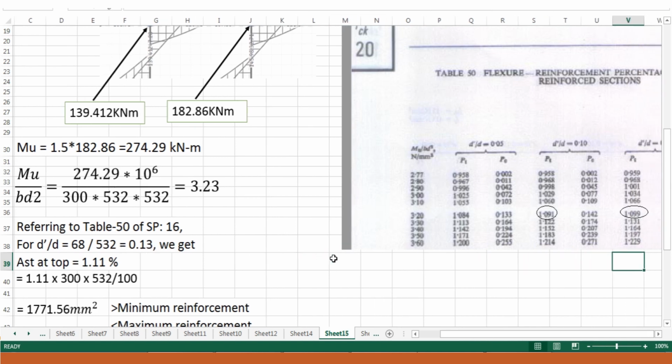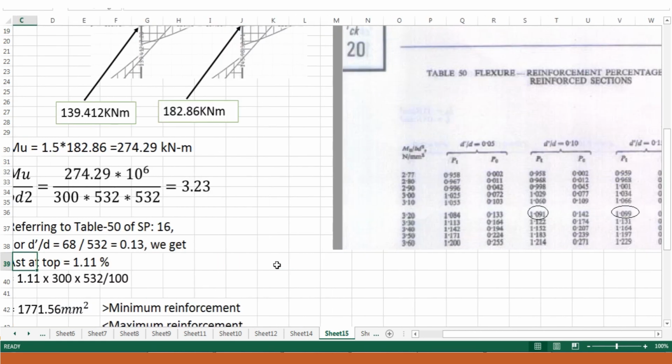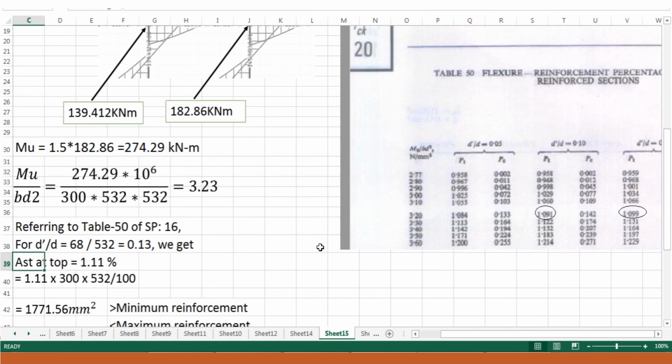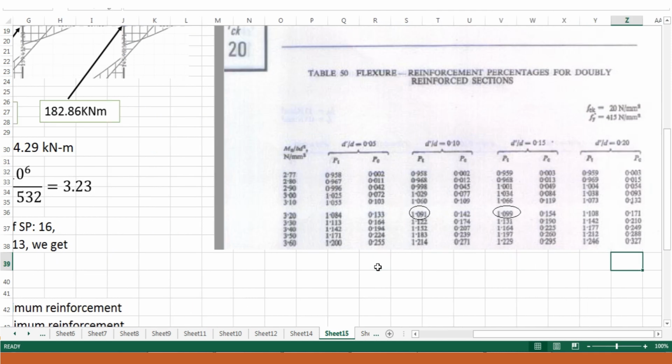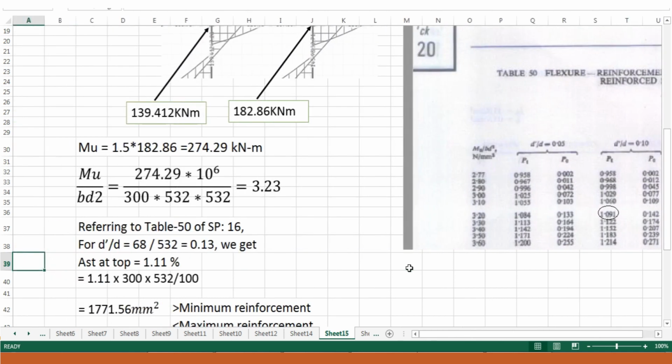What we get is that we have 4 values for Mu by bd square, varying from 3.2 to 3.3, and ours is 3.23. So we take the average value between these 4 values: 1.091, 1.099, 1.122 and 1.131. I have taken an approximately average, interpolated value here, and what we get is that Ast at the top is 1.11% for this condition of Mu by bd square from SP16.